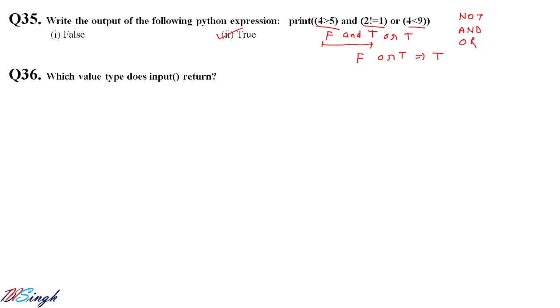Which of the following types does input return? So the input function returns a string type object. I hope many times you have seen that whenever you are taking a number as input, you have to convert it into an integer using the integer constructor.